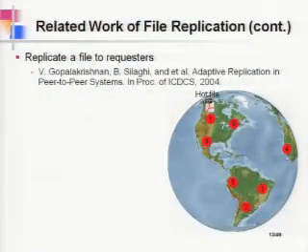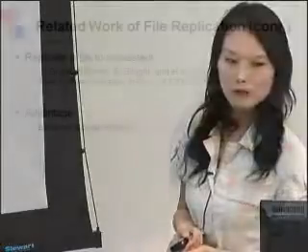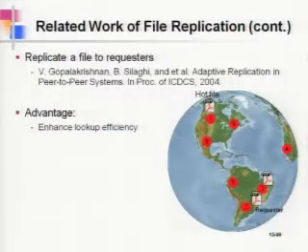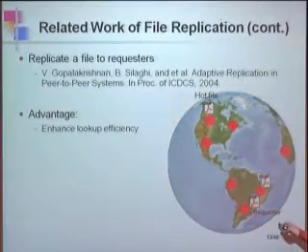Another method replicates a file to requesters. So the advantage is that it can enhance the lookup efficiency, because when the requester requests the file again, it can get the file from itself. However, it has a low replica hit rate, because this replica is not shared by others. It can only use it by itself.